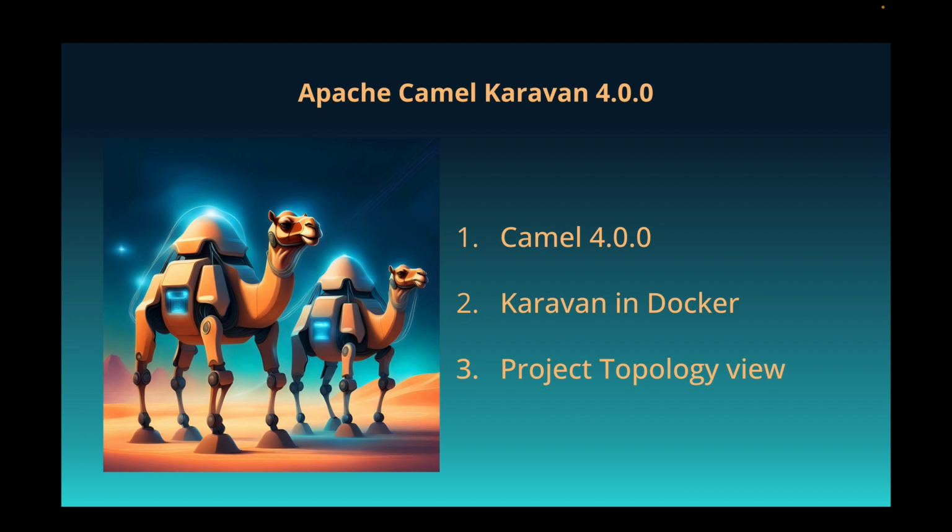This release brought three main features. First and foremost, the new Apache Camel Karavan release is based on Apache Camel 4.0.0, which opens up a world of possibilities for enhancing your integration projects with the latest capabilities and improvements from the Apache Camel ecosystem.